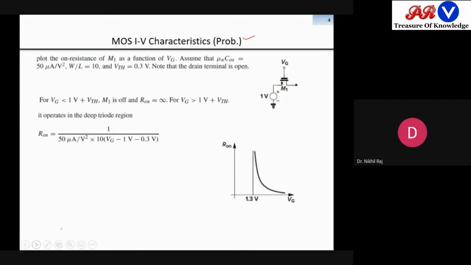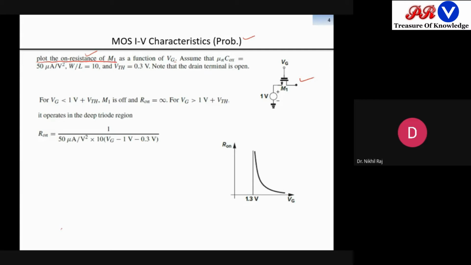Like in this example, you will see we have to plot the IV characteristic of this MOSFET. Fine. So to plot IV characteristic, no, sorry, we have to plot the on resistance of M1 as a function of Vg, and we have been given the parameters. So when the question comes, plot the on resistance of M1.